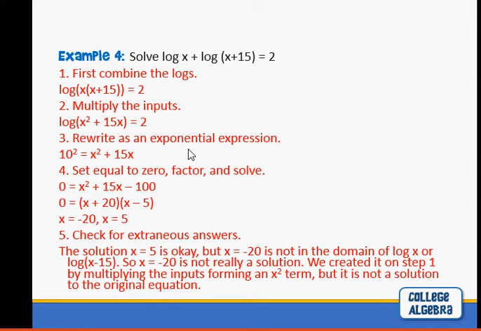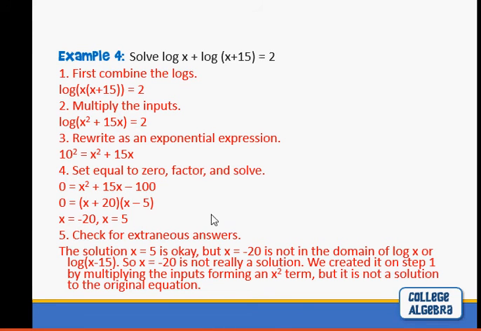I've seen a lot of people over the years on a problem like this get rid of the log and then get stuck. This is a quadratic equation. Set it equal to 0 and you can factor or use the quadratic formula. So 10 squared is 100, subtract that, and this one will actually factor with a 20 and a minus 5. 20 times negative 5 is negative 100. 20x minus 5x will give me 15x. Set each of those equal to 0, you get negative 20 and 5.